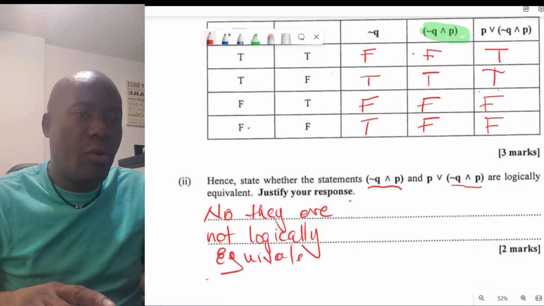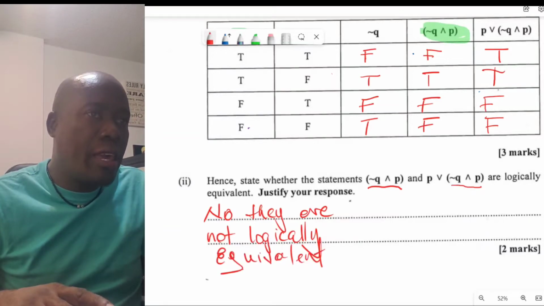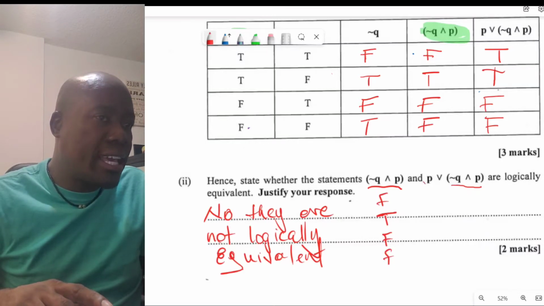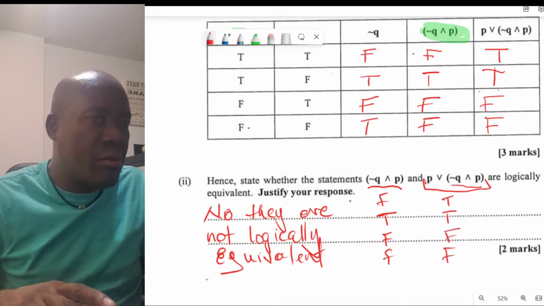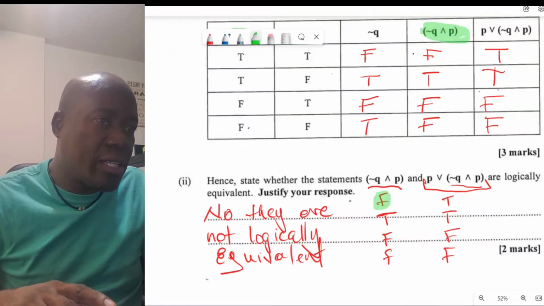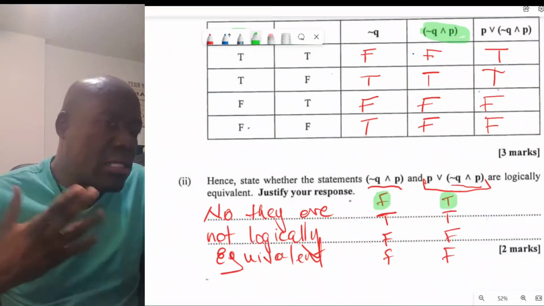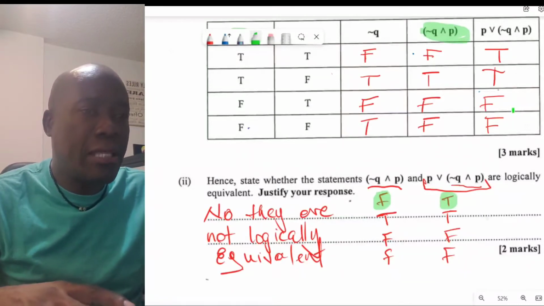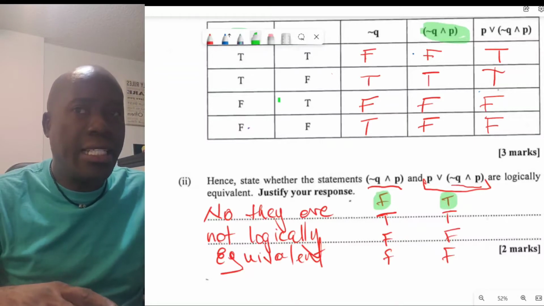I'm going to justify that. The justification will simply be, let's look at this. Under the not Q and P, we had a false, then a true, then a false, and a false, right? But under the other statement, we had true, then false, then false. You could see that it's not the same thing because these two differ. So the moment one pair of things differ, then it's not logically equivalent. All right, so that's for that. So it's not logically equivalent because the two statements are not identical, their responses.